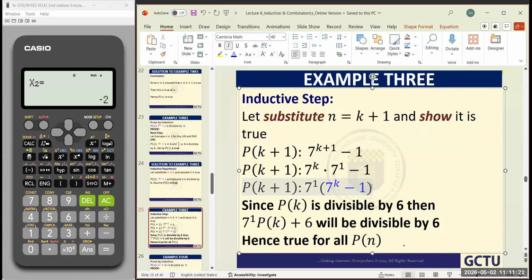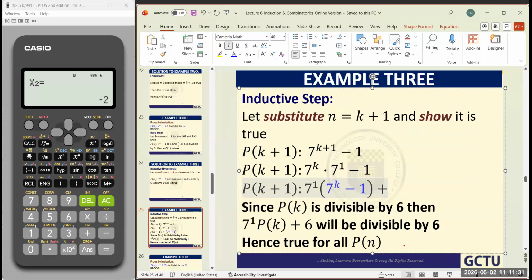So what do I add to minus 7 so that it gives me minus 1? Can somebody help? Minus 6? No, if I add minus 6, it becomes minus 7 minus 6. So it should be plus 6. Thank you.